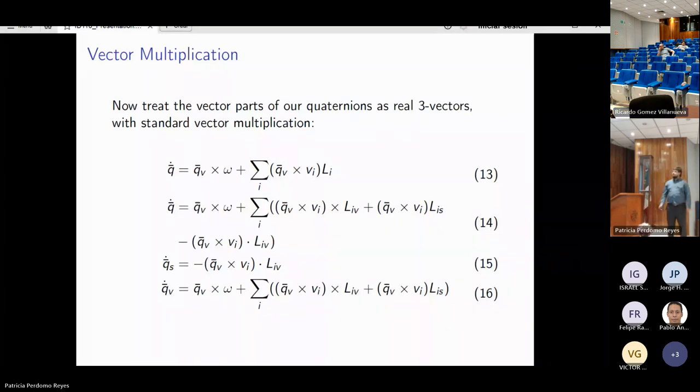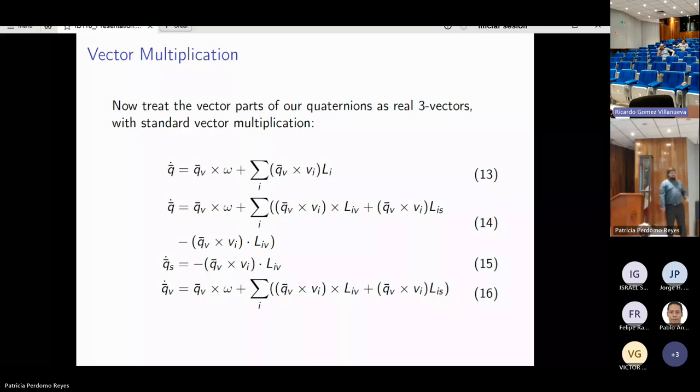And if we expand the quaternion multiplication times vi into vector multiplication, we get a cross product with the vector component of the gain quaternion, a simple scalar multiplication by the scalar component of the gain quaternion, and then there's also a dot product with the vector component of the gain quaternion, which then allows us to split the scalar and vector components of this derivative into these two equations right here, 15, 16.